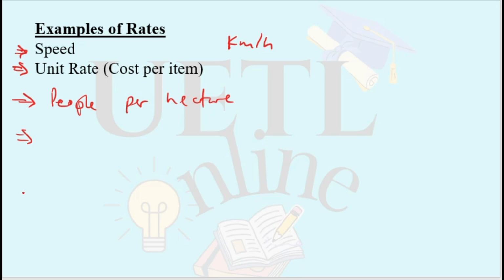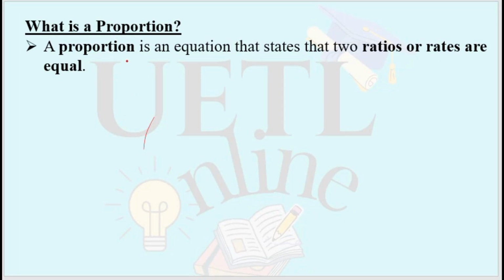Let's now look at the next concept, which is a proportion. So what is a proportion? Let's read the definition and I will explain a bit. A proportion is an equation that states that two ratios or rates are equal. In this case, you are equating two rates or two ratios. Let's say you are saying 3 to 4 is equal to 9 to 12. This is a proportion, as we are comparing these two things.